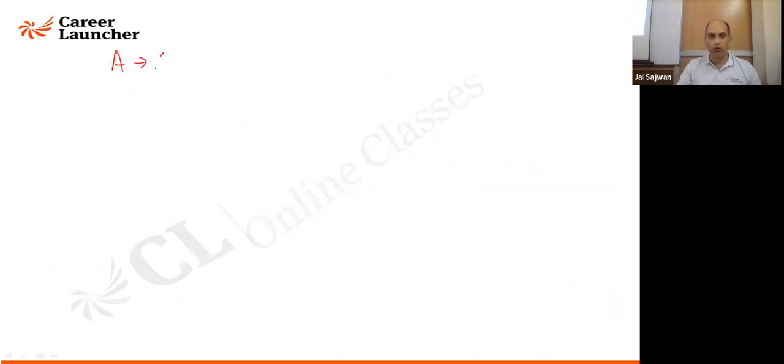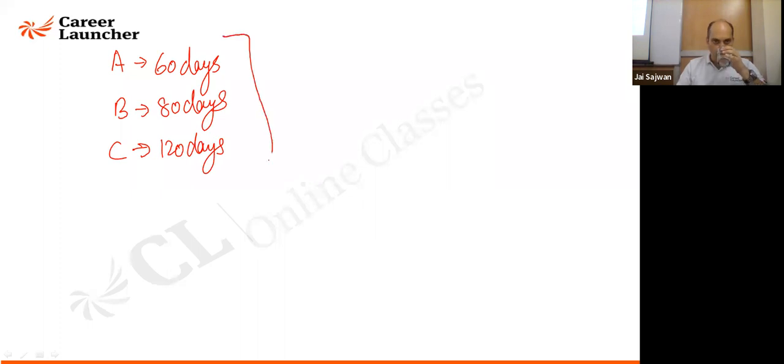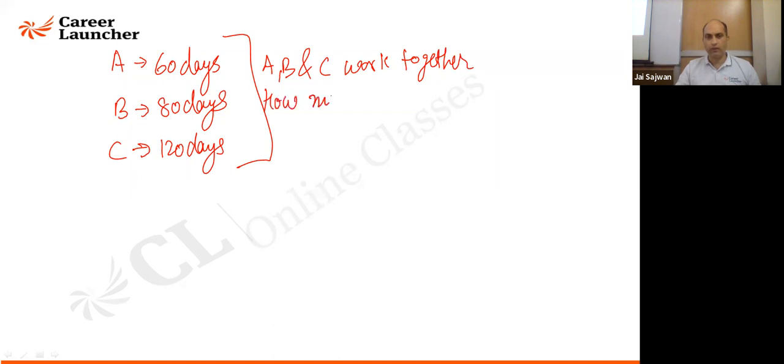Now this question is for all of you. A can complete a job in 60 days. B can complete the same job in 80 days. And C can complete the same job in 120 days. So if A, B, and C work together, how much time will they take? How much time do they take? Come on, give me the answer now.